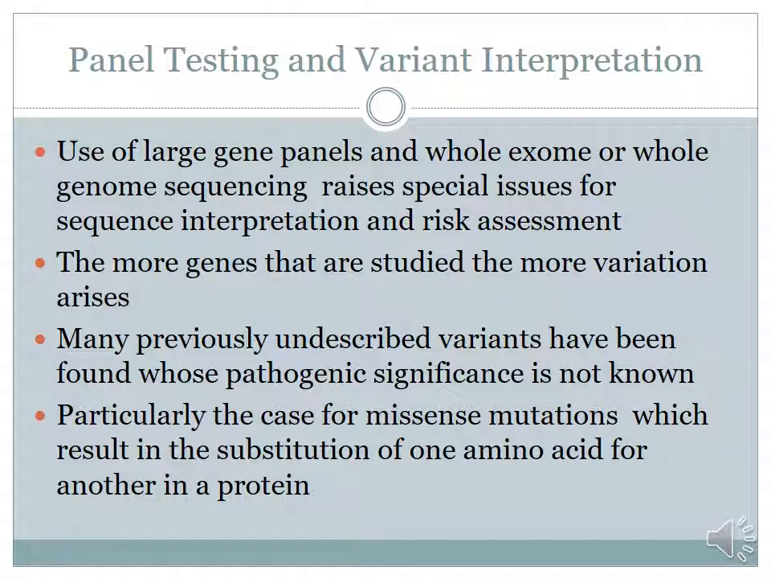In looking at panel testing and variant interpretation, we see that the use of large gene panels and whole exome or whole genome sequencing has raised special issues for sequence interpretation and risk assessment. The more genes that are studied, the more variation arises. Many previously undescribed variants have been found whose pathogenic significance is not known at this time. This is particularly the case for missense mutations, which result in the substitution of one amino acid for another in a protein.